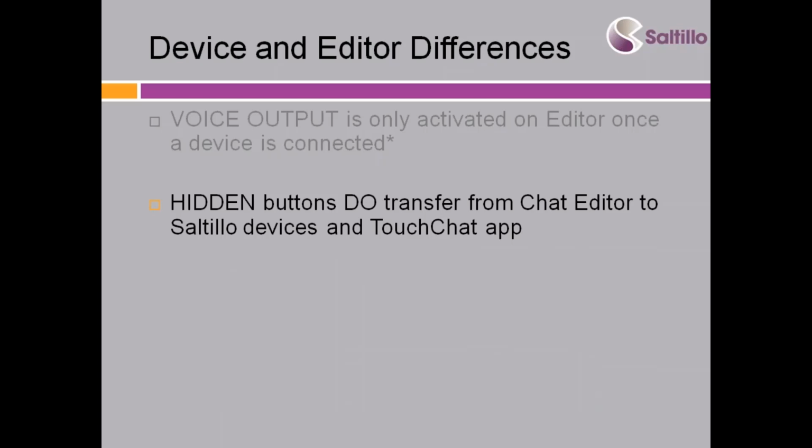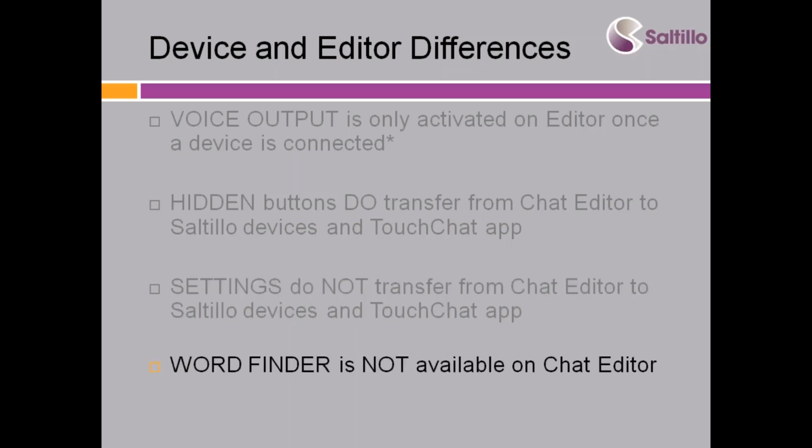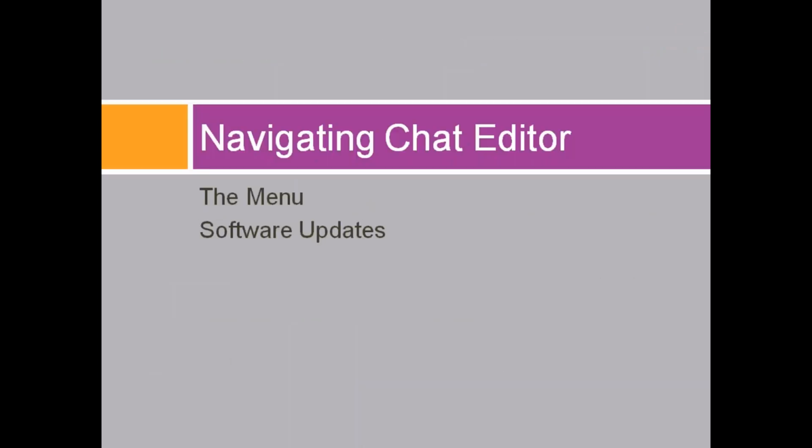So another thing that you need to know, if you're hiding buttons, they do transfer. When you hide them on the chat editor, move it over to the device and they're fine. Or you can do it on the TouchChat app and they're fine. And settings do not transfer. So I'll go over some of the settings, but you're not going to have the same voices. Whatever you have on your computer is what you have. So those sorts of things do not. And this is kind of the biggie, is that the word finder is not available on chat editor. The word finder is only on the devices, both of them, all of them.